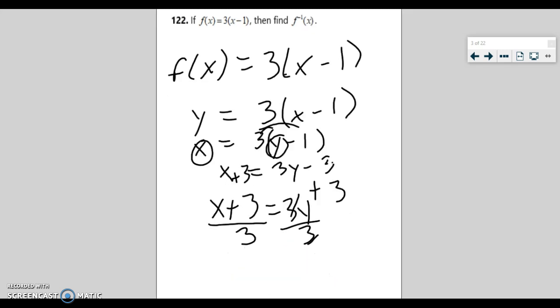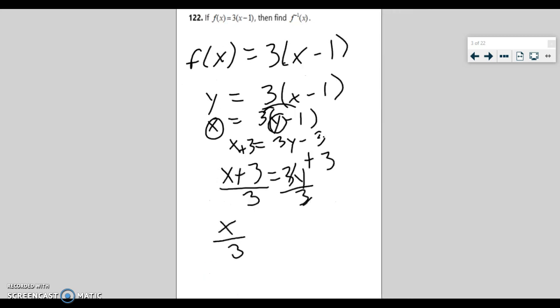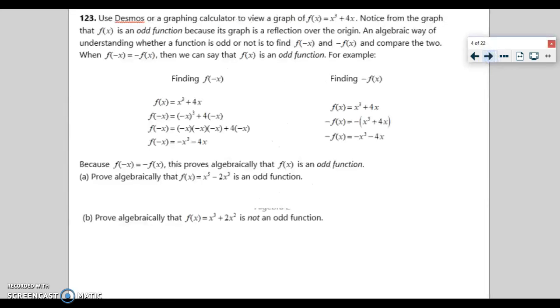So here's where a lot of you guys made your mistakes last week. You cannot simplify the x divided by 3, so we just leave it as x divided by 3. 3 divided by 3 is 1, so it's going to be plus 1. So this is going to be your inverse answer. Okay, so again, inverse, replace the x and y.